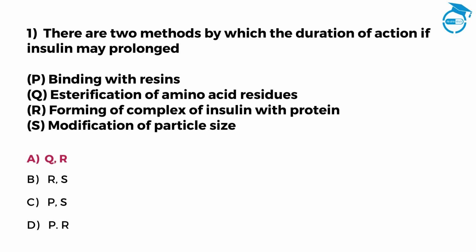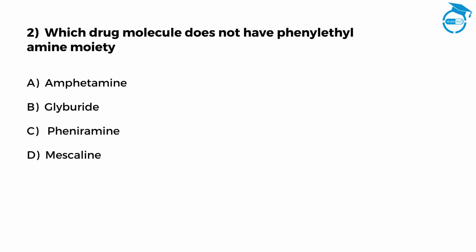Now let us quickly move to question number 2. Which drug molecule does not have phenylethyl amine moiety? Option A, amphetamine. Option B, glyburide. Option C, pheniramine. Option D, mescaline.